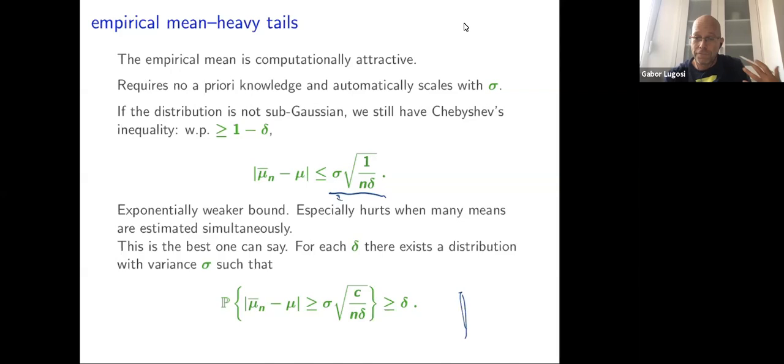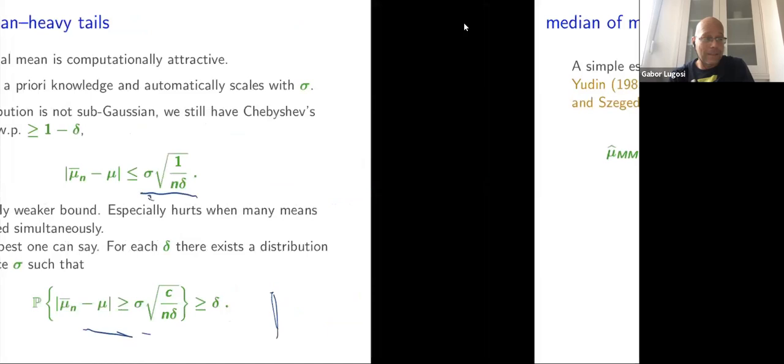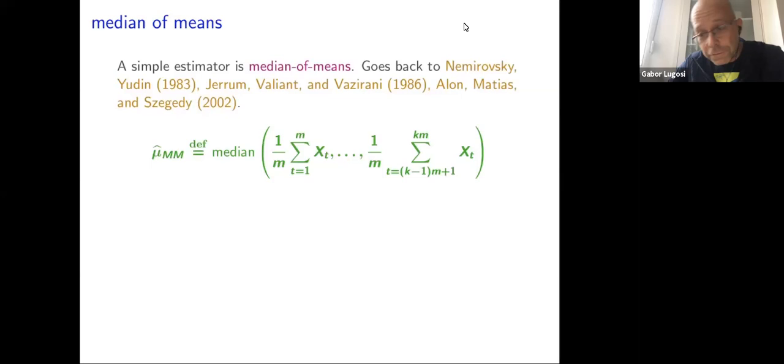For every delta, one can easily construct a distribution such that the probability that the empirical mean is more than sigma over root n delta away from the mean is bigger than delta. So the empirical mean doesn't do it; the situation is exponentially worse than in the sub-Gaussian case. So the question is, are there maybe other estimators that behave better? And the kind of surprising answer is yes. I will show you today two very simple estimators that actually have a sub-Gaussian non-asymptotic performance, without any more assumption than the finite variance.